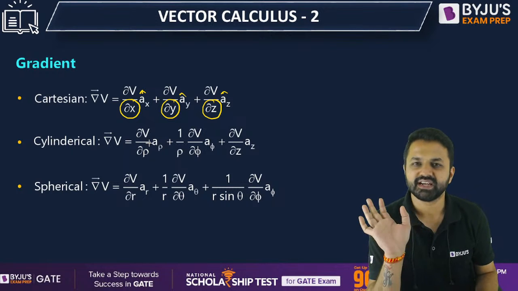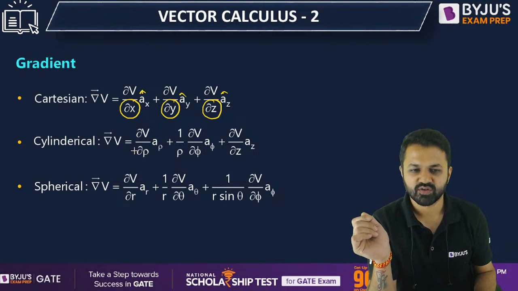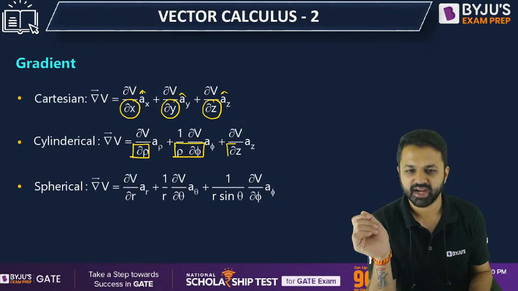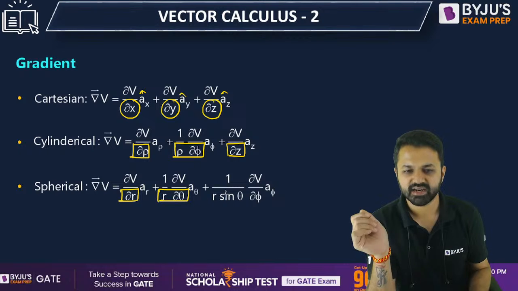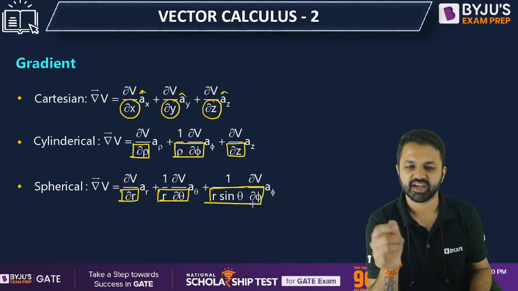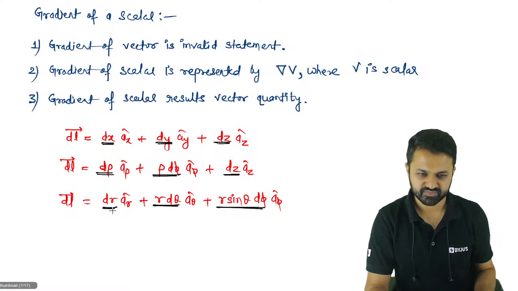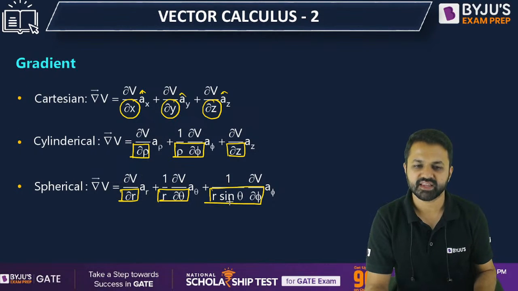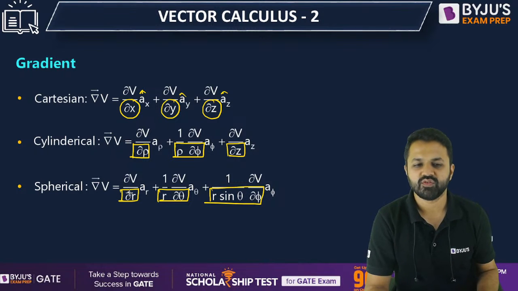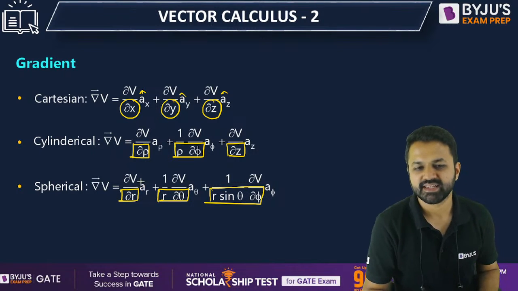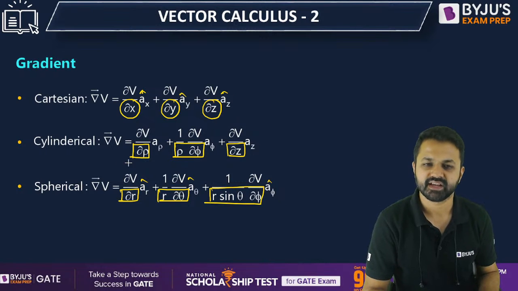In the numerator, it is the differentiation of the scalar only. So it is d rho, rho d phi and dz, and this is dr, r d theta and r sin theta d phi. All this I have boxed. That is nothing but the differential length: dr, r d theta, r sin theta d phi. So you can memorize in this way. You can relate them, and after relating them, you can easily write the gradient.